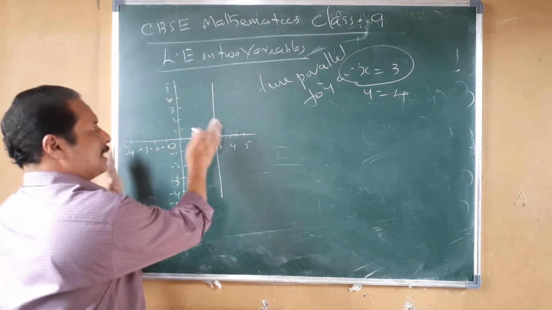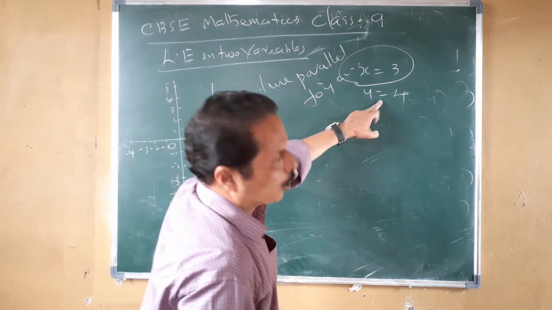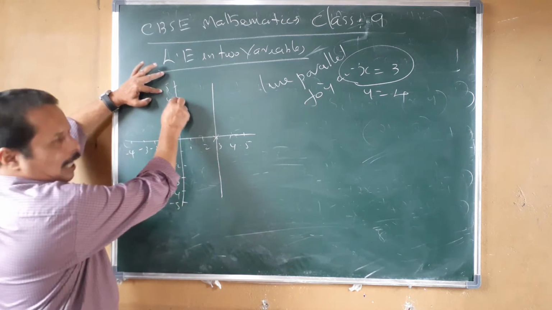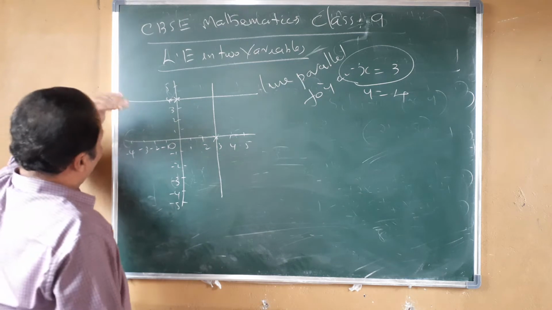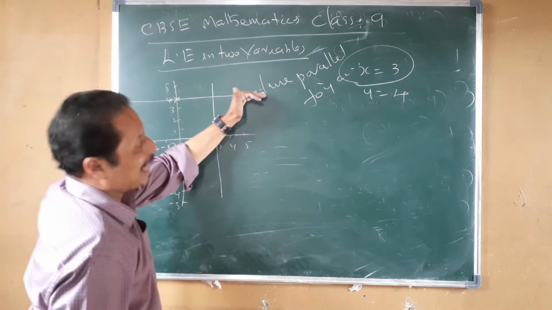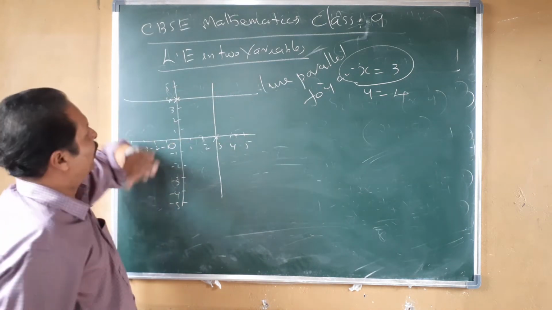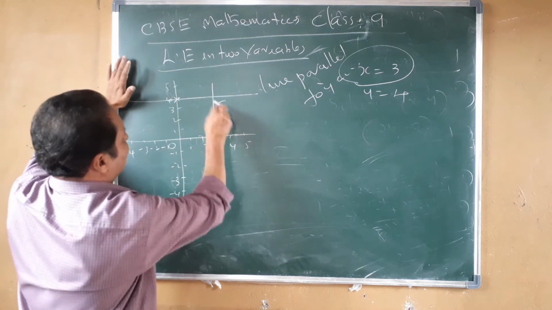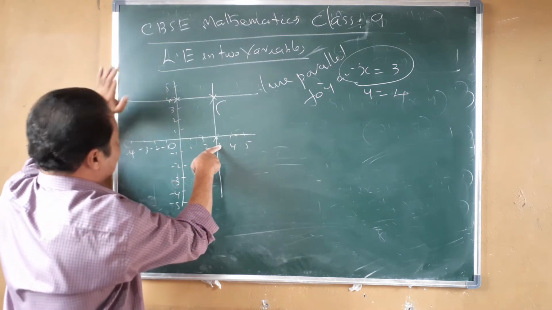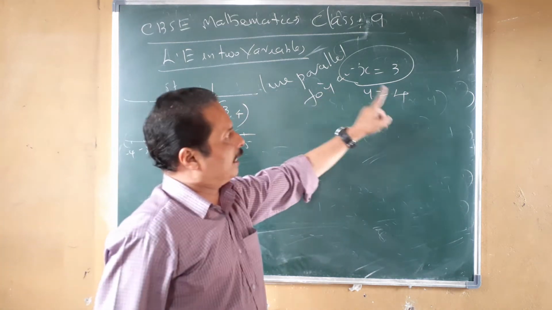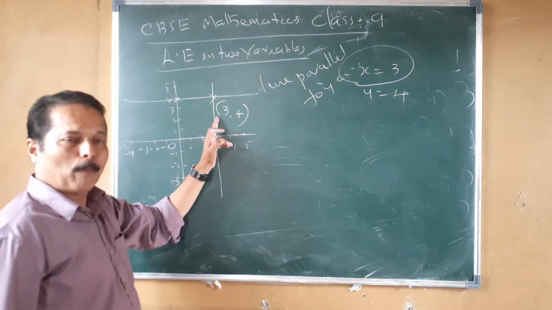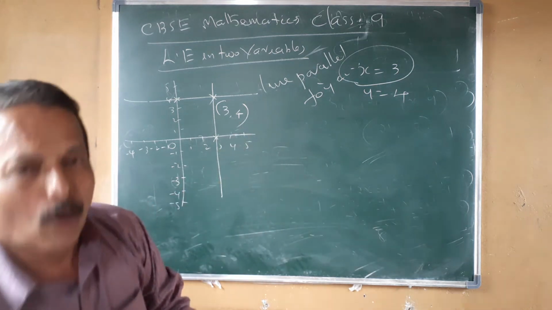Now, this is the graph. And y is equal to 4 is here. Now the graph is parallel to the x-axis. y is equal to 4 is parallel to the x-axis. You see that? And the two graphs intersect at a point. This is x and this is y. It is 3, 4. x is equal to 3, y is equal to 4. They intersect at the point 3, 4. Is it clear? Once again.